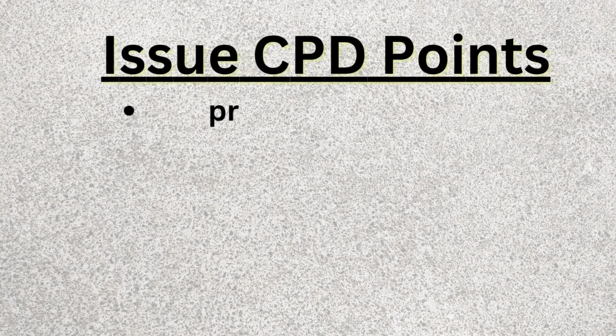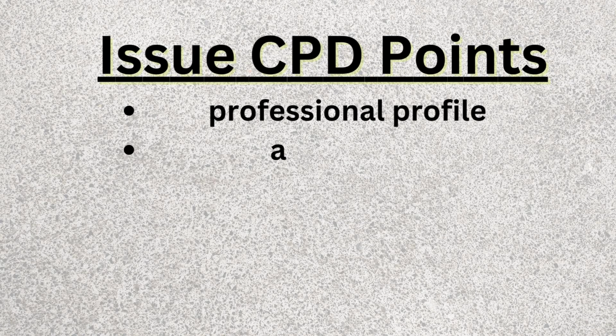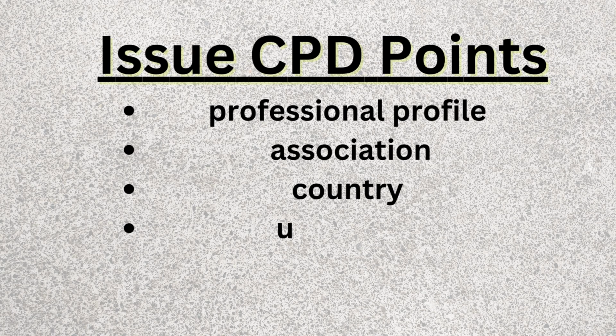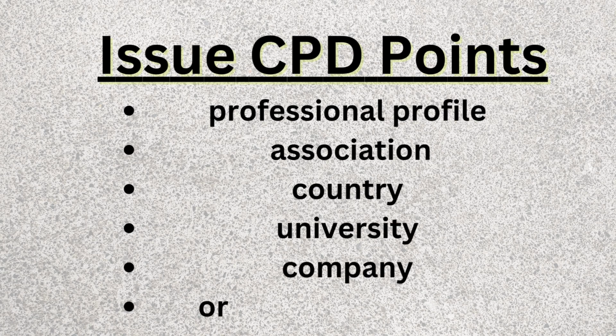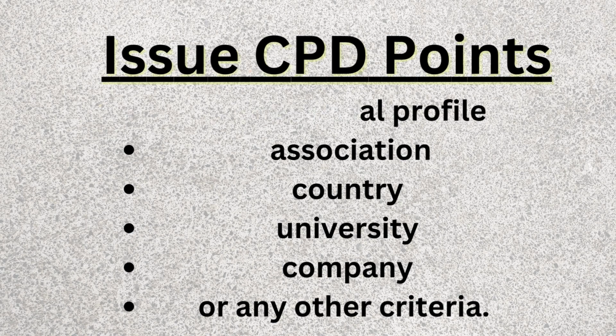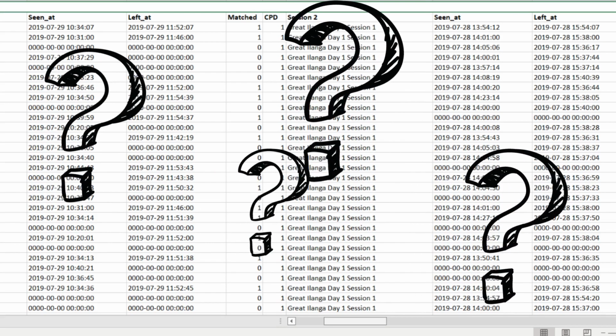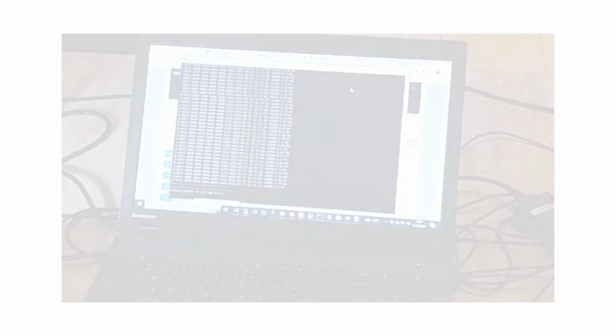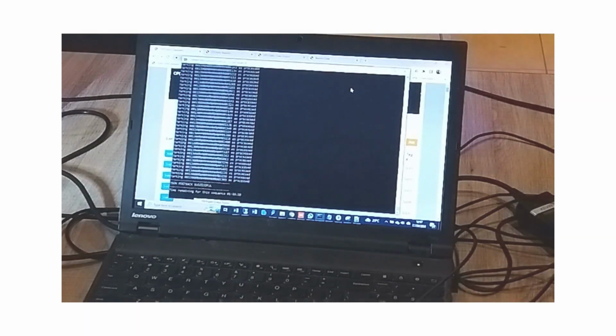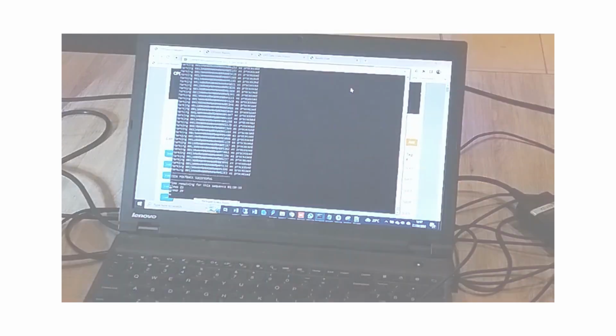For the event organizer, we can issue CPD points according to professional profile, association, country, university, company, or any other criteria. We can mail the individual's collected data or certificate to any institution or institutions necessary. Should a delegate question their points allocated at the end or after the event, we store all the data collected and we can rectify any discrepancies based on the data at our disposal. Remembering that we are continuously collecting the data throughout the event.